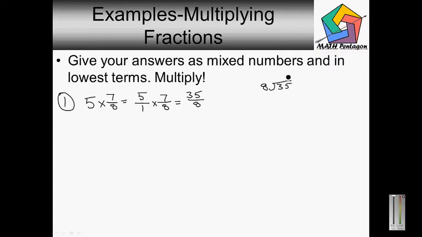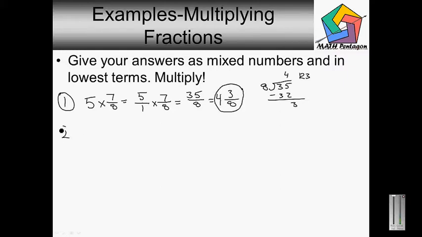8 goes into 35 4 times. 8 times 4 is 32. 35 minus 32 is 3. So we have a remainder of 3. So our denominator is 8. 4 would be our whole number, and our remainder would be 3, which would go in the numerator. So it's already in its lowest terms. So our final answer to this would be 4 and 3 over 8. So this is the final answer.